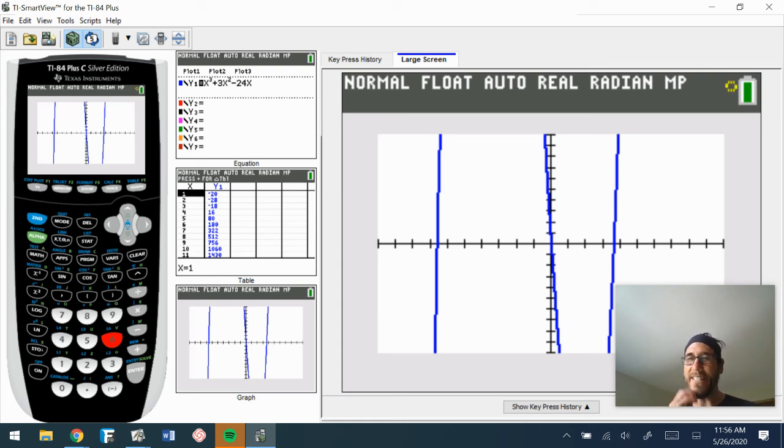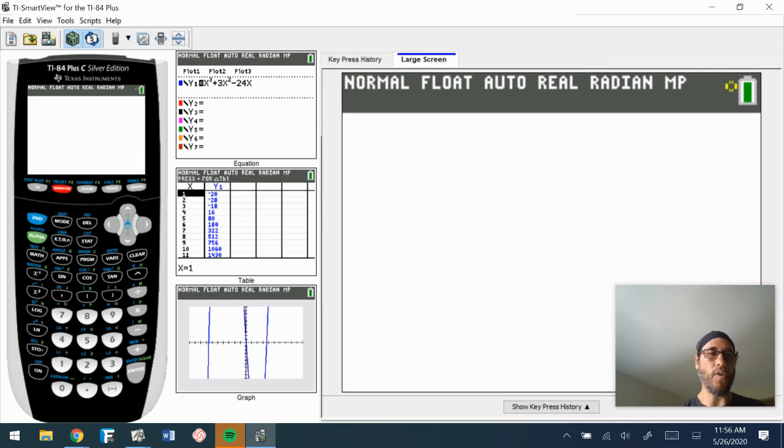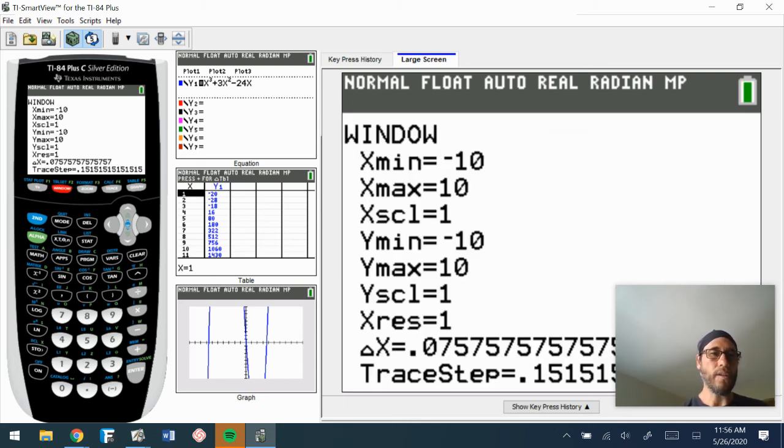Okay, there's my polynomial. Okay, I can't see the max and I can't see the min, so I'm going to go back to window, and I definitely need to go higher and I need to go lower. Okay, but if you look in terms of the width, the x's, it was good to go. So I'm not going to change any of that.